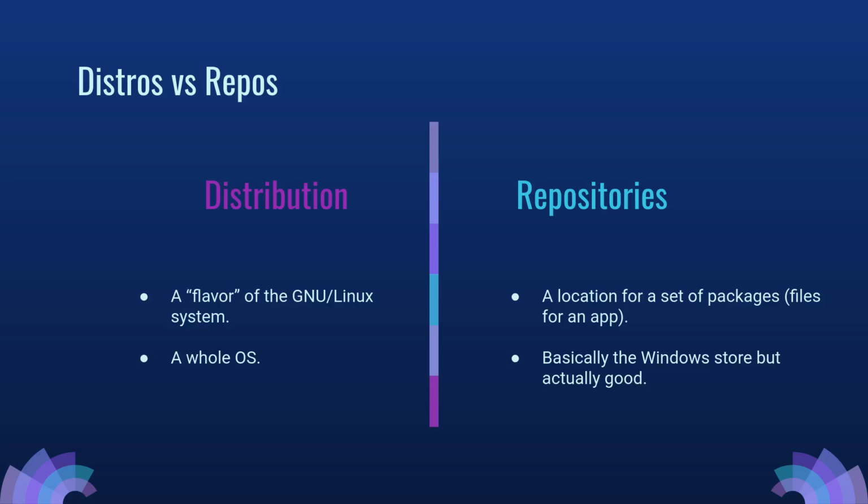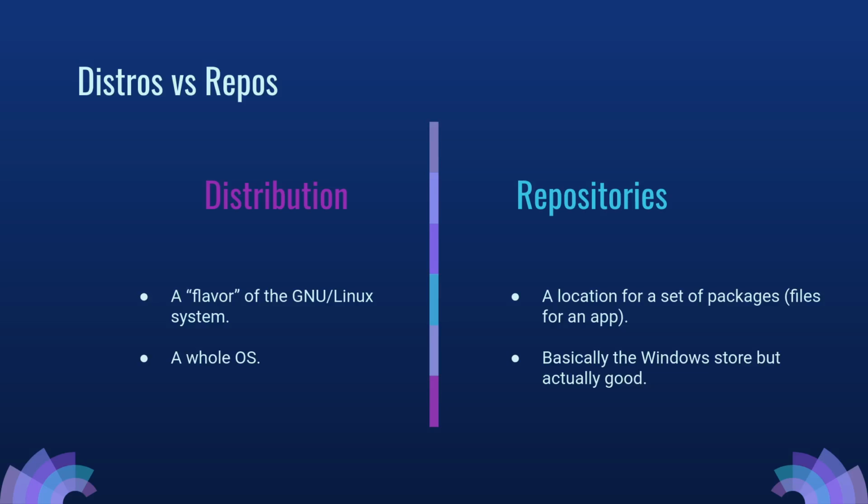There's a lot of different varieties or flavors of Linux, or rather the GNU Linux system. They're called distributions, and a distribution is an entire operating system. Since Linux is very customizable, no one can agree on literally anything, so they have their own distributions or flavors of the operating system, and you can pretty much pick whatever you want.